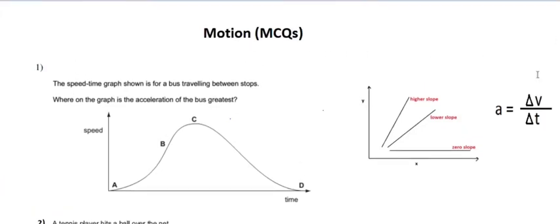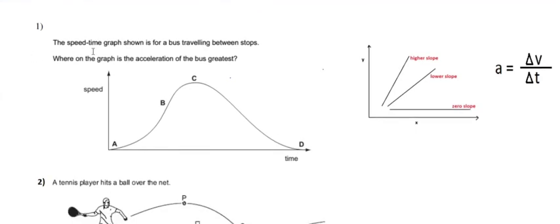You can read here question number one. The speed time graph shown is for a bus traveling between stops. Where on the graph is the acceleration of the bus greatest? Okay, so this is the speed time graph given, and we want to know what is the acceleration.